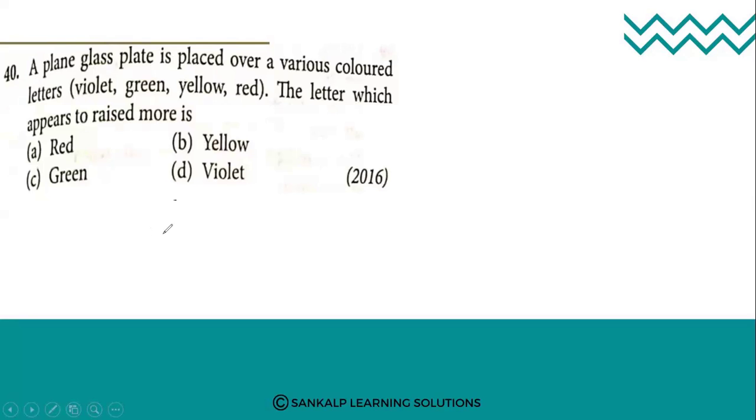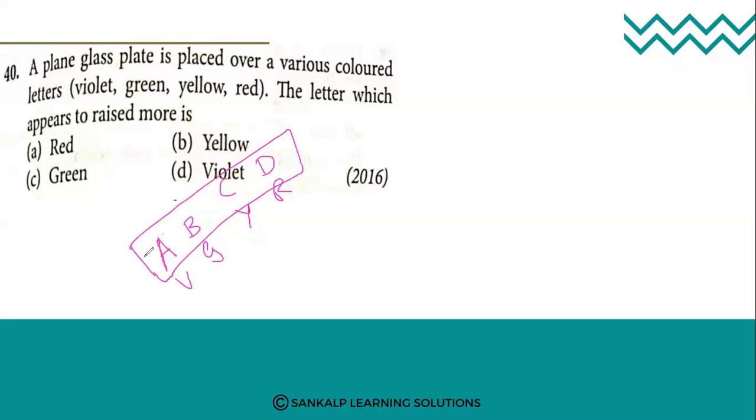So the letters, for example, if it is A, B, C, D, you can imagine the first letter is in the violet color, then the next letter is in the green color, the next letter is in the yellow color, the next letter is in the red color. The letter which appears to be raised more is. So this is on that the glass plate is placed. So which letter appears to be raised? So the options given are red, yellow, green, and the violet.